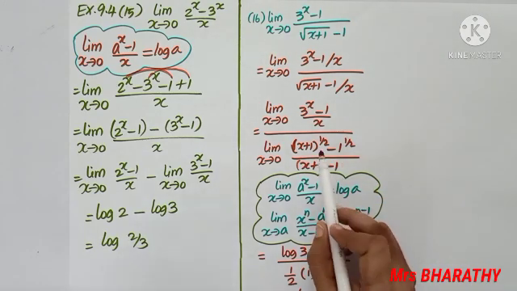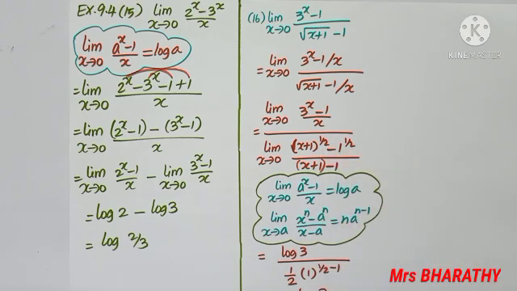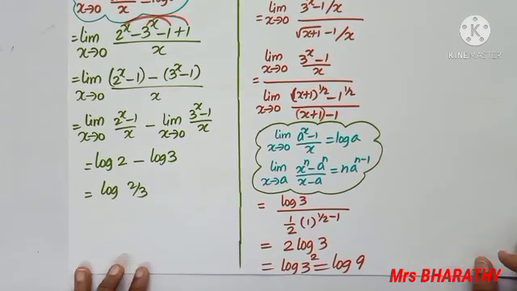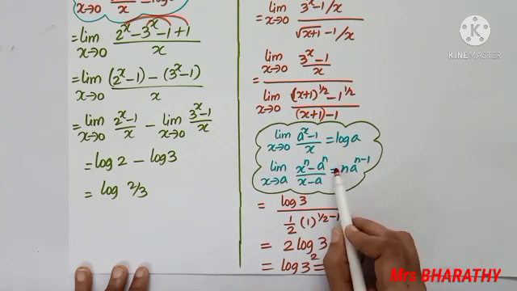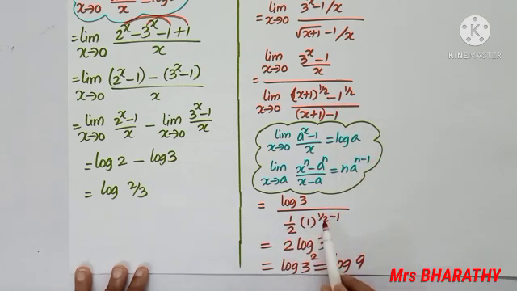The numerator, x plus 1 power half minus 1 power half. As we apply the formula, it is n a power n minus 1. I have n is half, a is 1. Half, 1 power half minus 1. 1 power a number is 1. 1 into half is half. Reciprocate. 2 goes to the numerator.